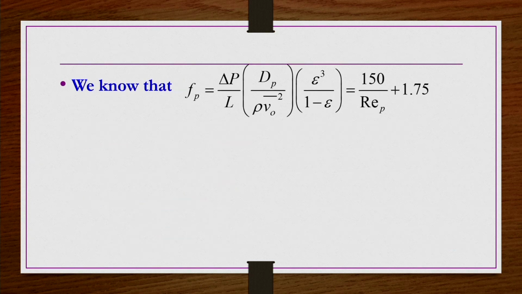Then we have seen that Fp is equal to 150 by Rep plus 1.75. So, what we can see here is delta P multiplied by dP is there, and all these are the same in both cases, the previous case as well as this case. Only this delta P multiplied by dP is changing and this Rep is changing, rest everything is the same. So, we can write it as two cases, case 1 the previous problem, case 2 the present problem. Then we can write delta P1 dP1 by delta P2 dP2 is equal to 150 by Rep1 plus 1.75 whole divided by 150 by Rep2 plus 1.75.